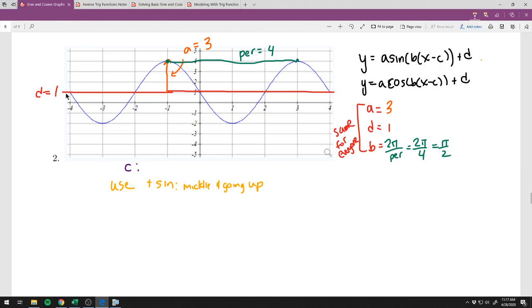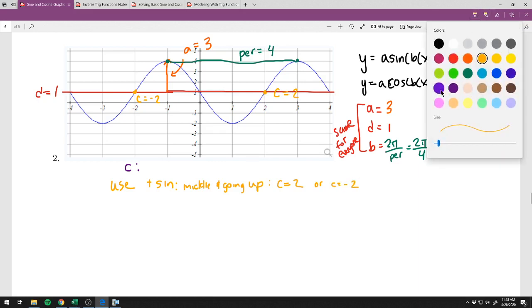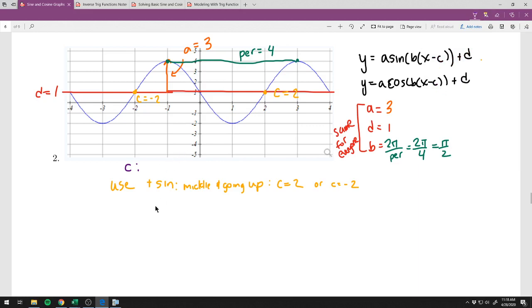Right. So let's look. We're at our midline here. This is at the middle, but it's going down. So that's not going to be positive sine. Here we're at the middle and going up. So we can have C equals negative 2. This is the middle and going down. So that doesn't work. And then middle and going up again, C equals 2. So either one of these works. I'm going to only do one of them this time, but you can use either one.